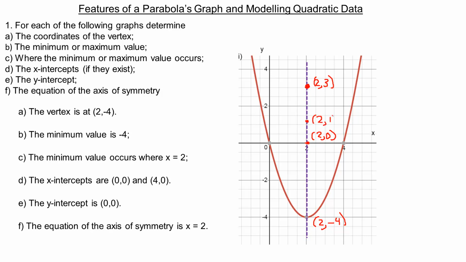Notice that every single point that I plot on that vertical line has an x-coordinate of 2. So that's why the equation of that line is x equals 2. The line x equals 2 is the collection of all points whose x-coordinate is 2. So that's why it's a vertical line going through 2 on the x-axis.